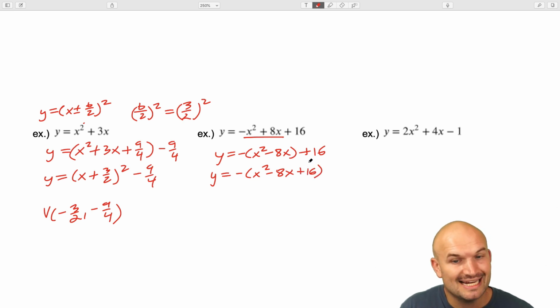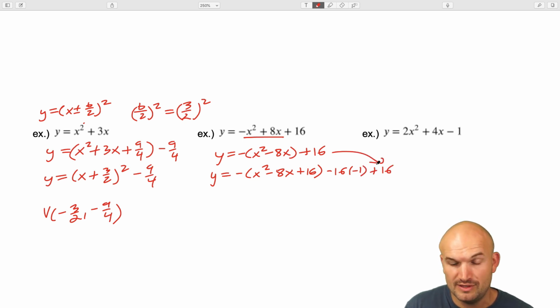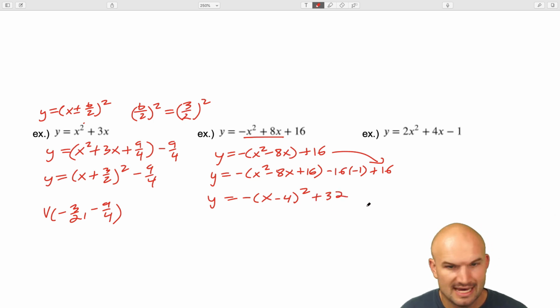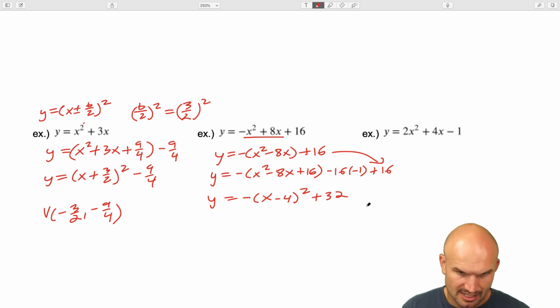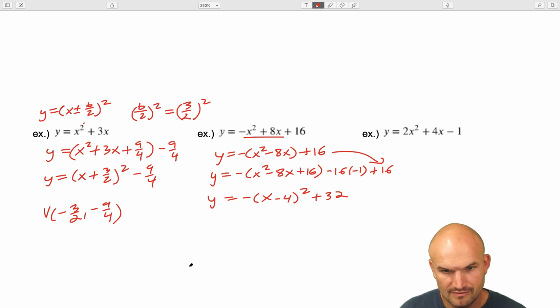But again, remember, if you're going to add a 16, you also have to subtract a 16. Now, the important thing that I wanted to bring up here is you're not actually adding a 16 here. You're adding a 16 that's being multiplied by negative 1. So when you subtract a 16, you need to multiply by negative 1 as well. And then we have our original 16 over there. So this problem actually becomes a negative x minus 4 quantity squared. And then this becomes 16. That's going to be plus a 32.